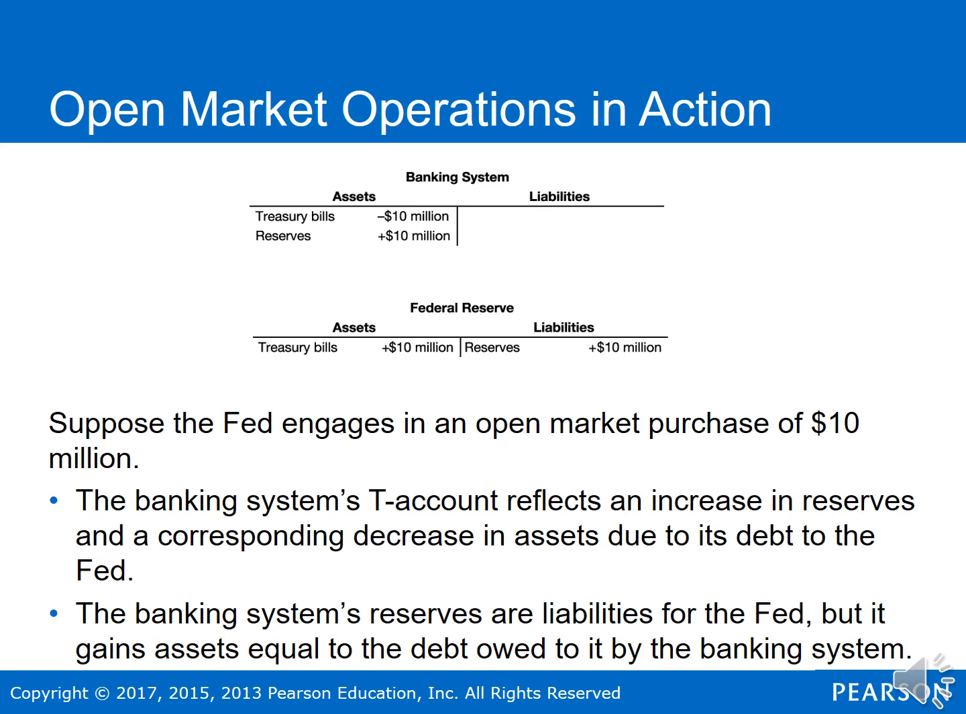These reserves are often held at the Federal Reserve, so they have that money. They're going to have to pay that back when the banks try to withdraw those reserves. And the number of treasury bills that the Federal Reserve holds as assets are going to increase by 10 million.